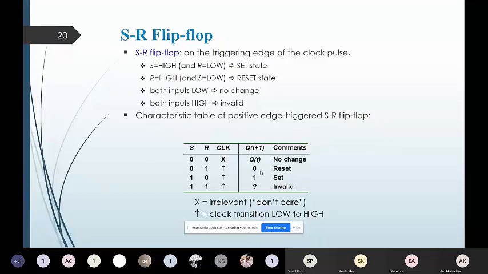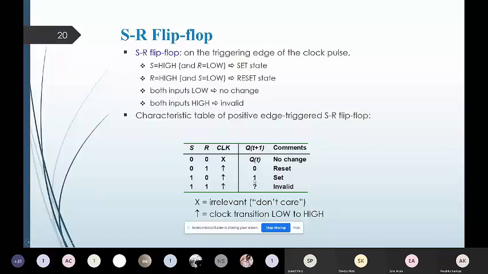On the contrary, if the S input is 1 and the R input is 0, along with a positive edge occurring for the clock, then and only then are we saying that our flip-flop is going into the set state, and that set state is indicated by providing the next state value as 1.